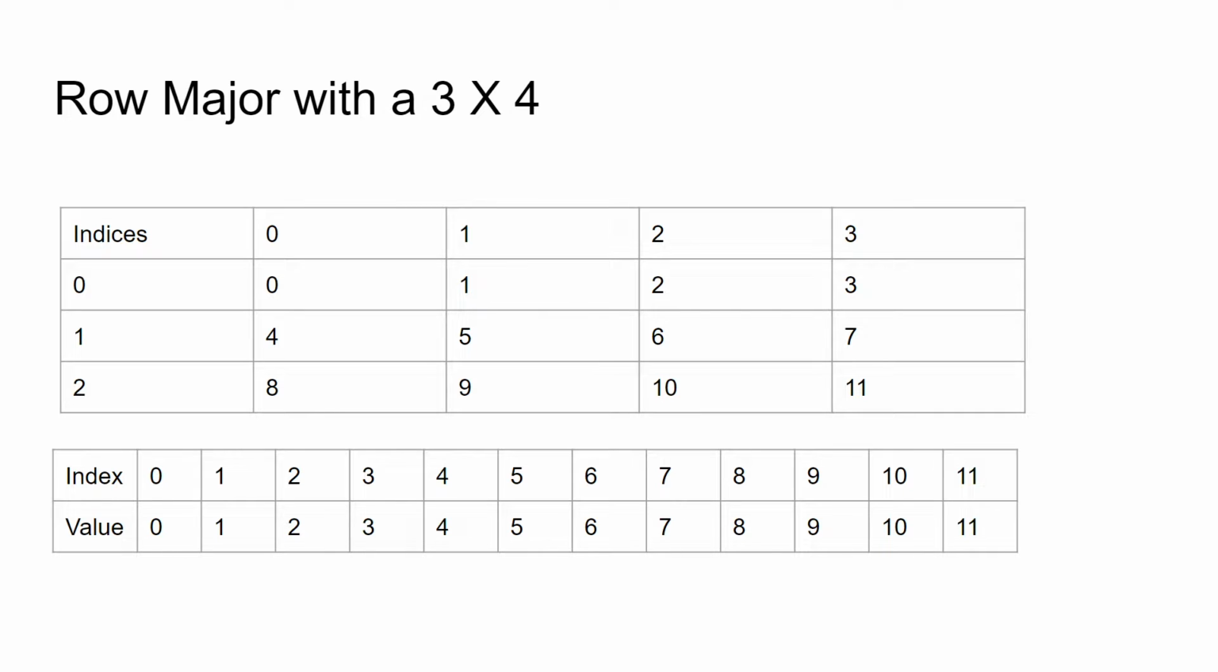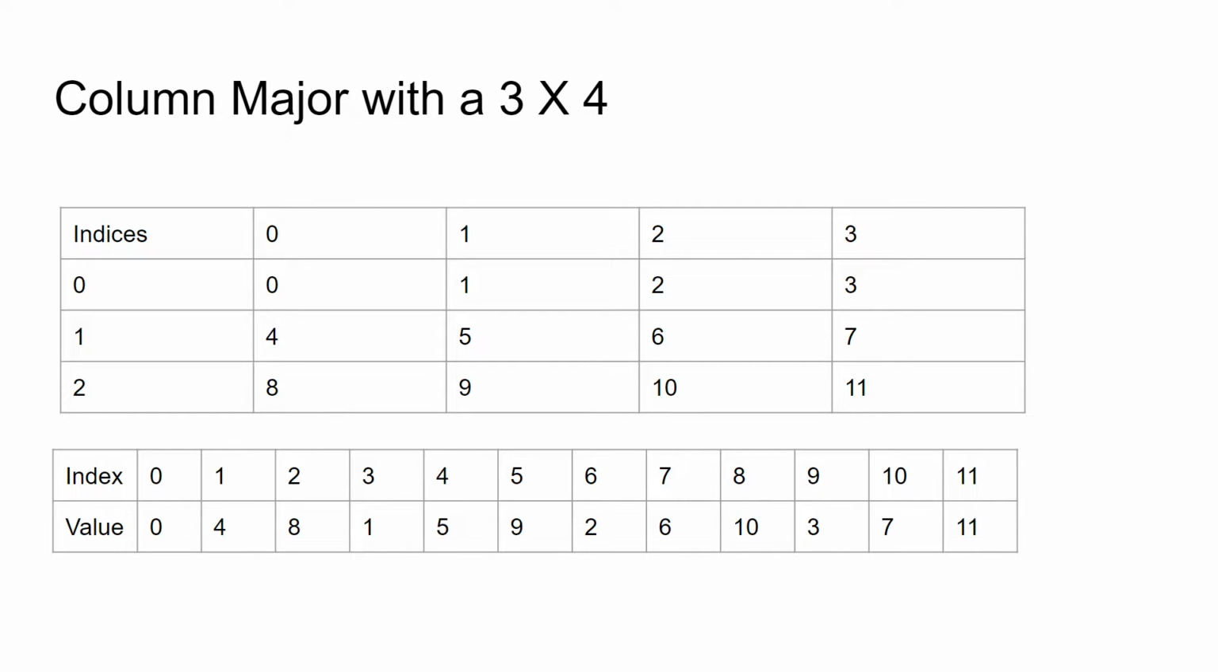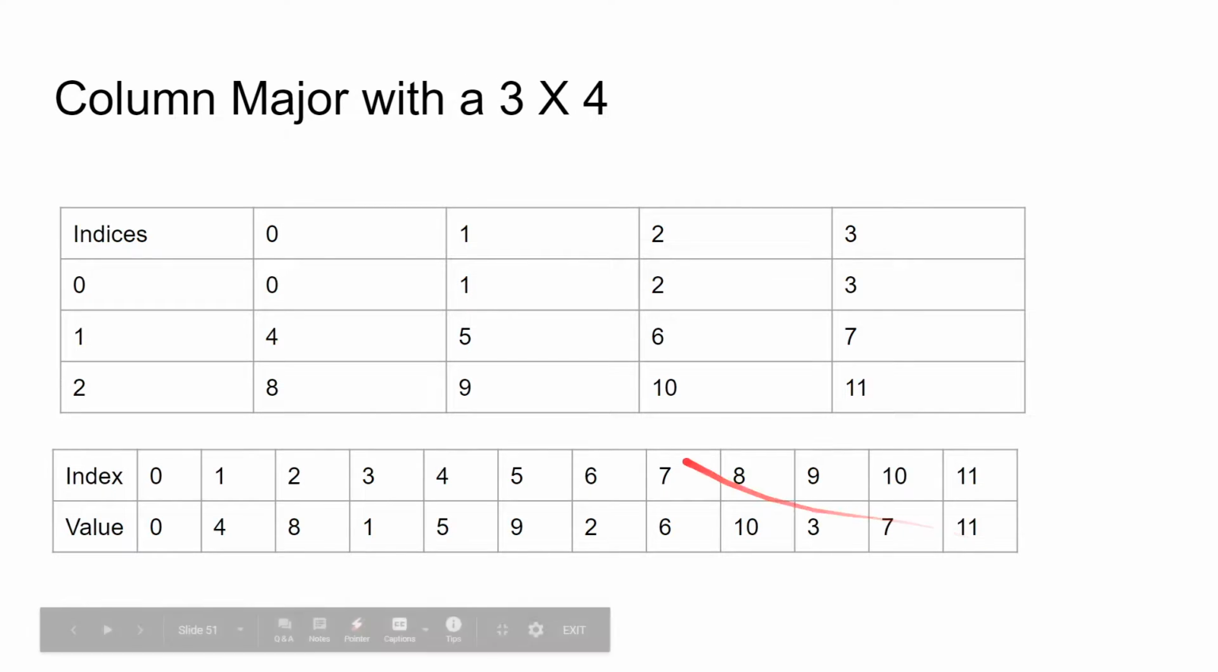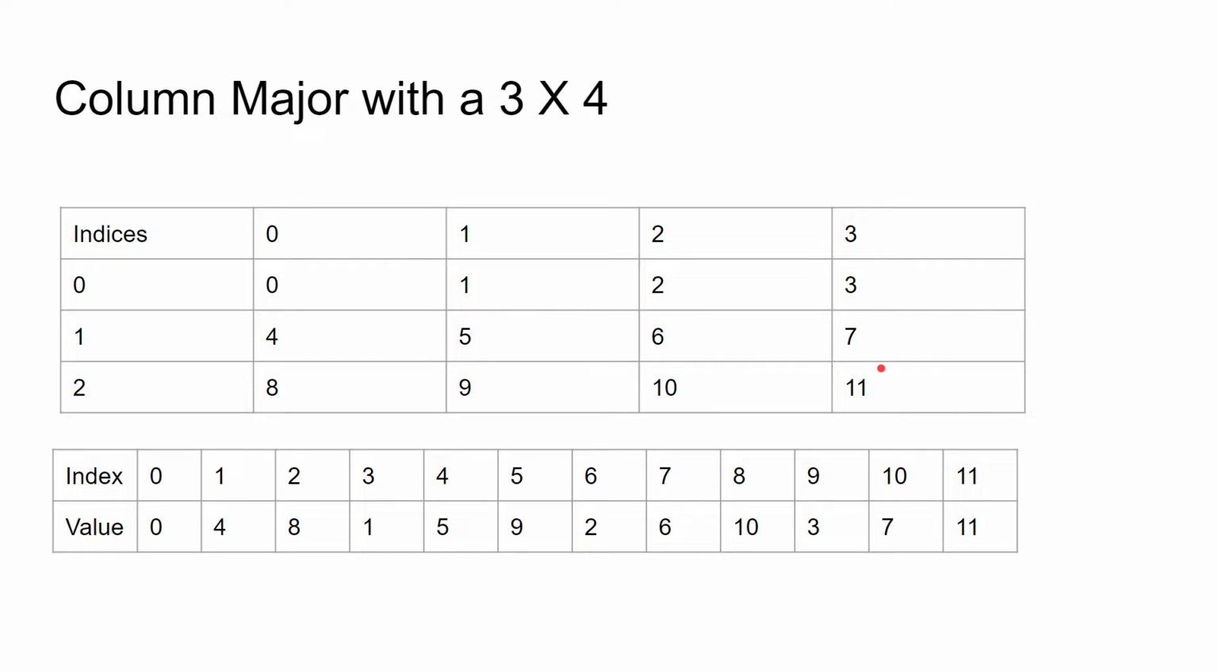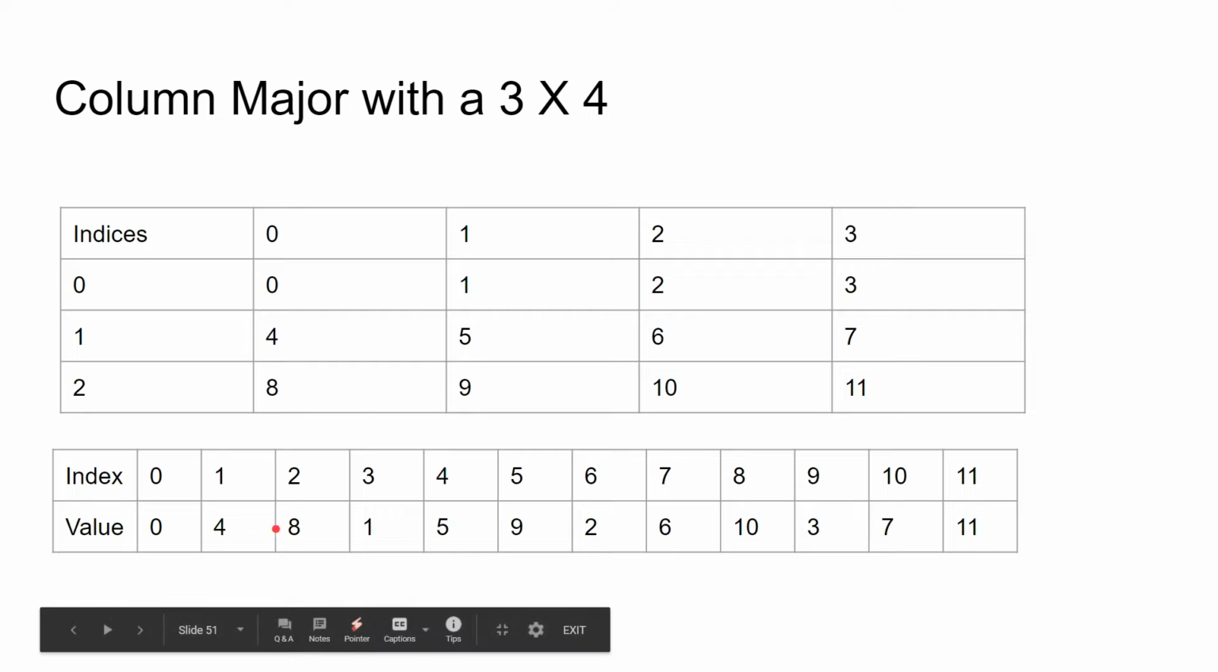With column major, we're going to lay our columns end to end. So we'll have this column, then this column, then this column, then this column. And if you look at how the memory is laid out, it's 0, 4, 8, then 1, 5, 9, then 2, 6, 10, and 3, 7, and 11.